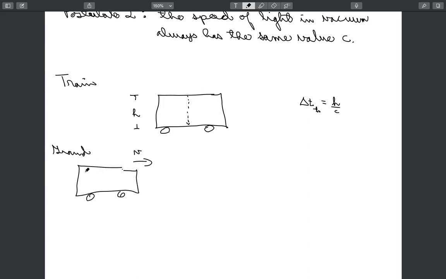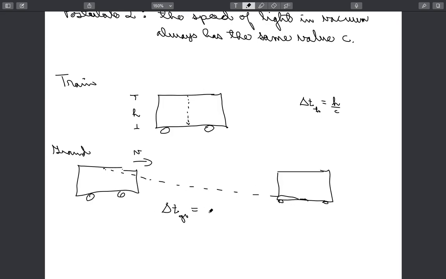So as far as the observer on the ground is concerned, when the little bit of light touches the bottom of the train, this event here, it occurs at a different place. So that would be the travel journey of the photon. But we've seen that postulate 2 says that the speed of light is the same in all inertial frames. And that means that the delta t on the ground, well, what is it? It's really distance traveled divided by c.